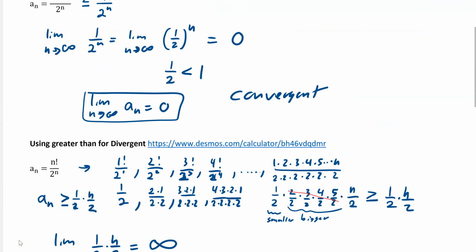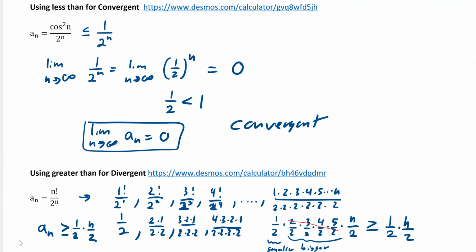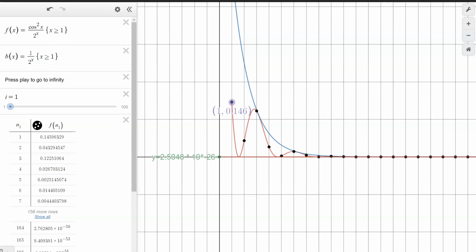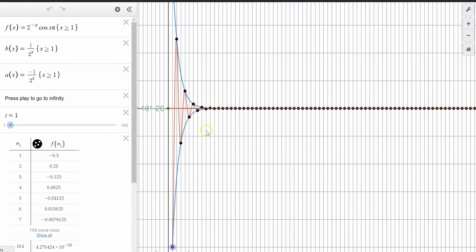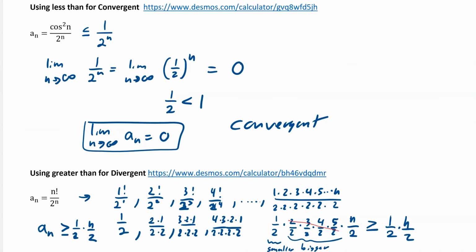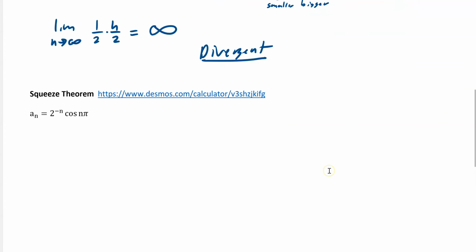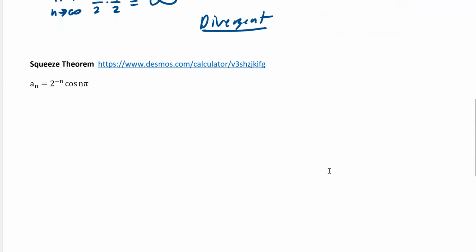So if you want to show something's convergent, find something that's bigger than it that is convergent, and it locks it in. Like this. If you want to show something's divergent, find something that's smaller than it, and it locks it in as divergent. But put these together and you get the squeeze theorem. So if you can find something that's smaller and larger, and our general term is approaching it, then they squeeze it together. So squeeze theorem.